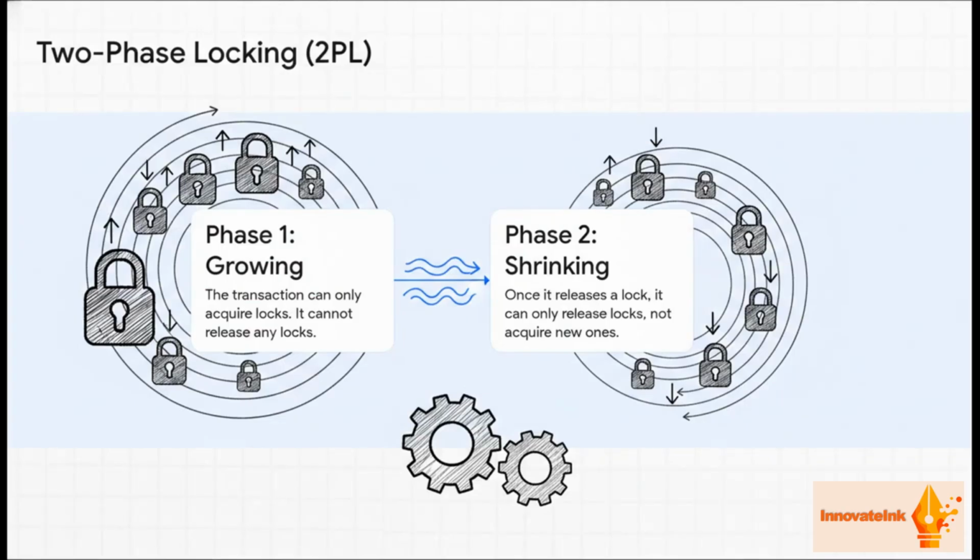Now, the most common locking method by far is two-phase locking, or 2PL, and it has one very simple but incredibly powerful rule. A transaction has two phases. First, there's a growing phase where it can grab all the locks it needs, but the moment it releases its very first lock, it enters the shrinking phase. From that point on, it can only release locks. It can never ever ask for a new one. That simple discipline is what guarantees serializability.